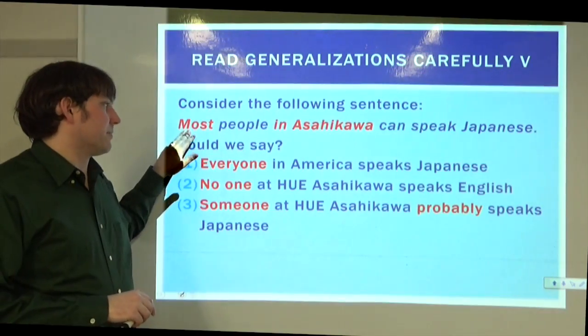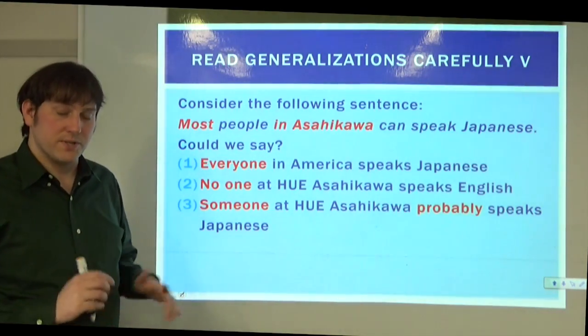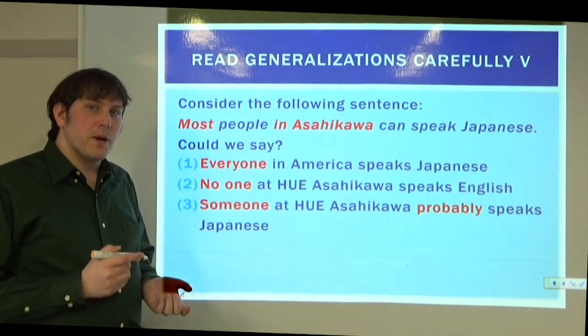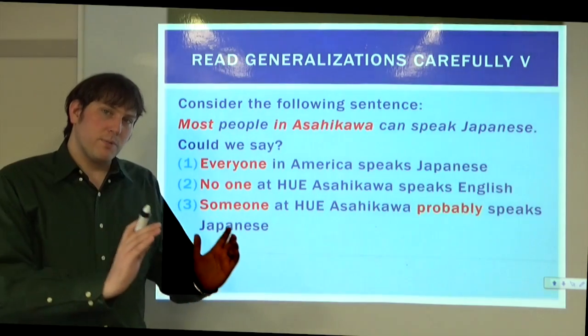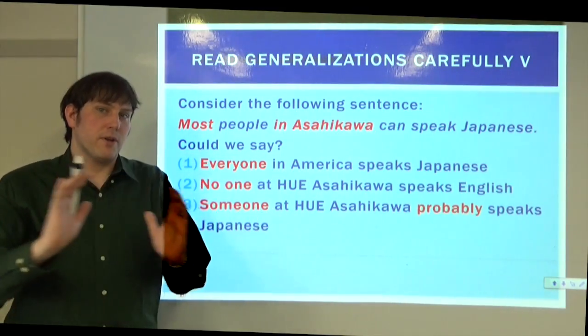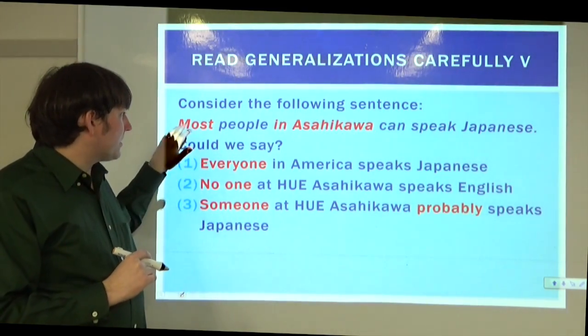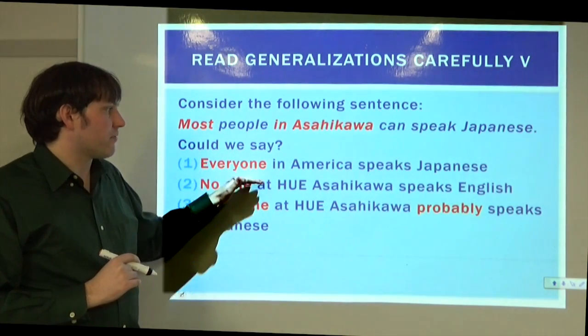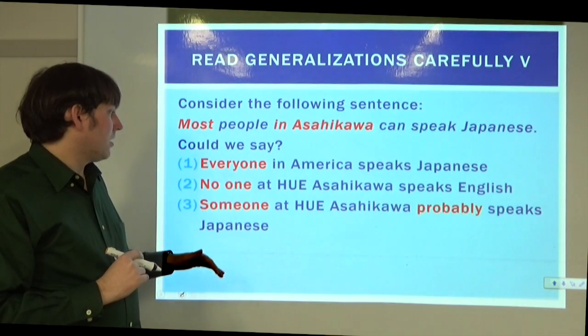Consider the following sentence. Most people in Asahikawa can speak Japanese. This is probably true. Now, could we say this? Everyone in America speaks Japanese. One of the problems here is the location we're talking about has shifted. So based on "most people in Asahikawa can speak Japanese," it's doubtful we could say everyone in America speaks Japanese.